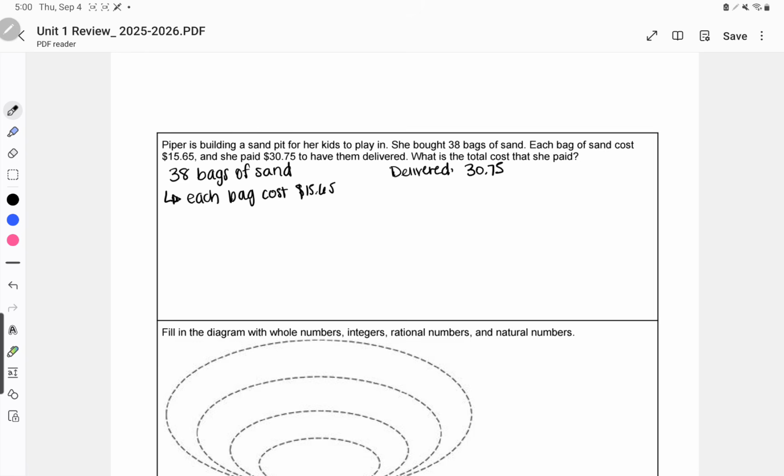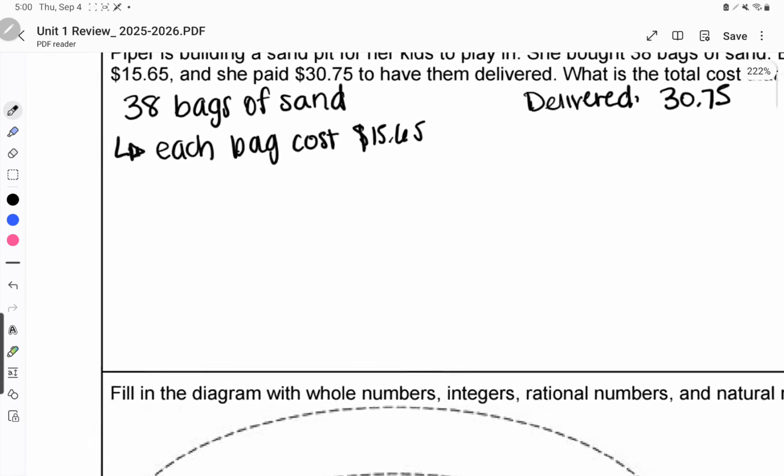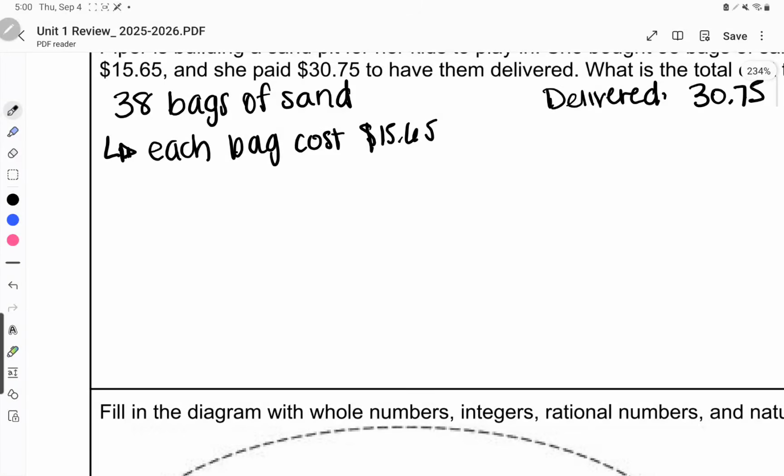Now, what would be the first thing you would do? The first thing I would do is multiply 38 times $15.65. We have no idea how much she spent on the sand so far, so we have to figure out how much she spent on the sand. We know that the first bag would cost $15.65, the second bag would cost $15.65, the third bag would cost $15.65. So we need to do 38 times $15.65.